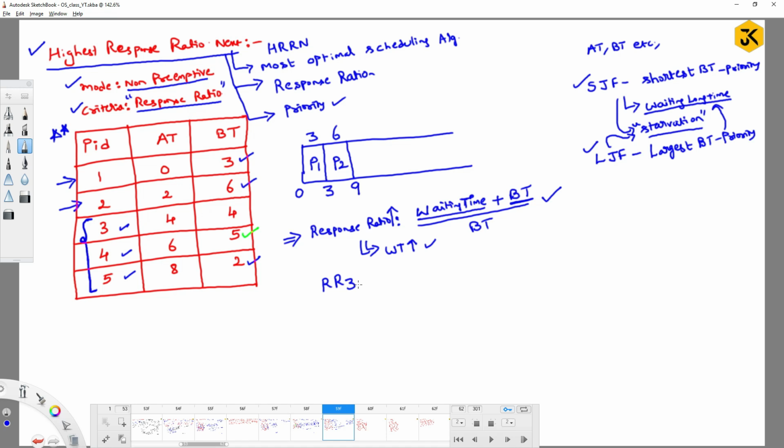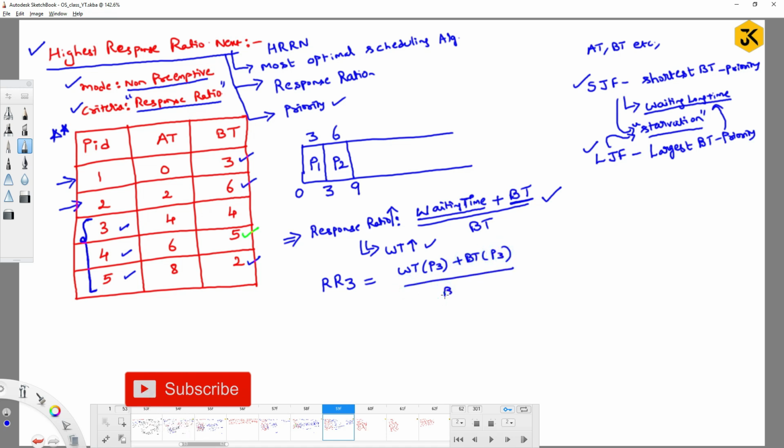To calculate the response ratio for process 3, what is the formula you have to use? Waiting time of the process so far. For the first one, I am trying to define: waiting time of process 3 so far plus burst time of process 3, divided by burst time of process 3. Now calculate it. What is the waiting time of the process so far?